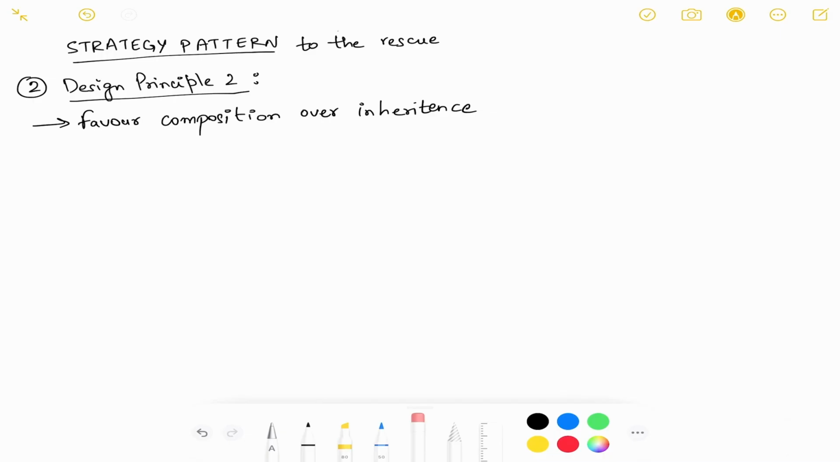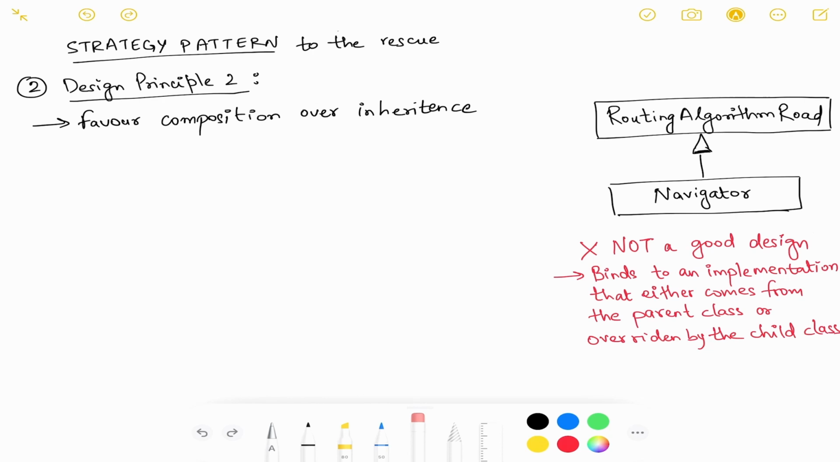Design principle 2. Favor composition over inheritance. Inheritance binds us to a specific implementation that either comes from the parent class or is overridden by the child class. This is not desired for our purpose in strategy pattern. So let's say in our navigator class, we would have inherited the routing algorithm road class, then we would have been locked with the implementation that comes from the routing algorithm road class. Instead, we are going to use composition over here.